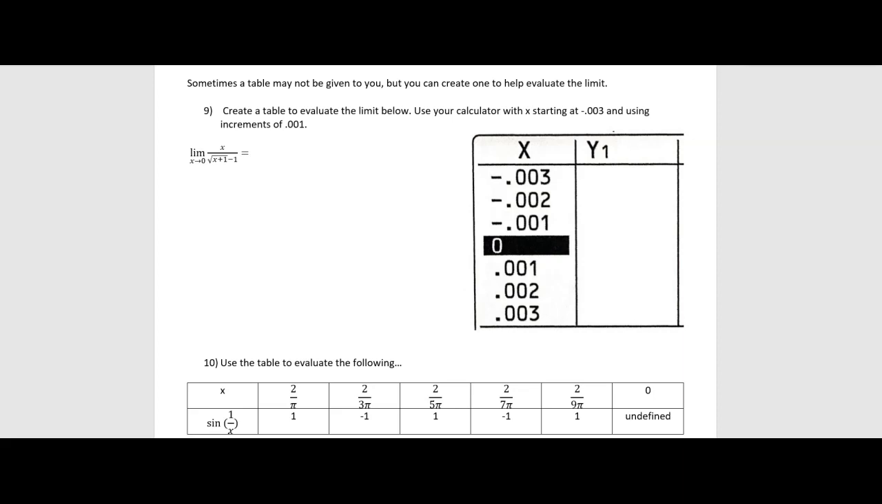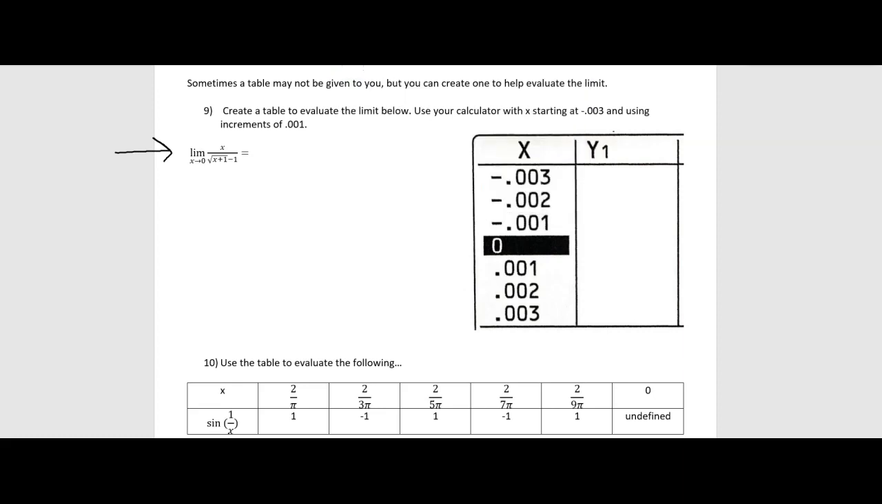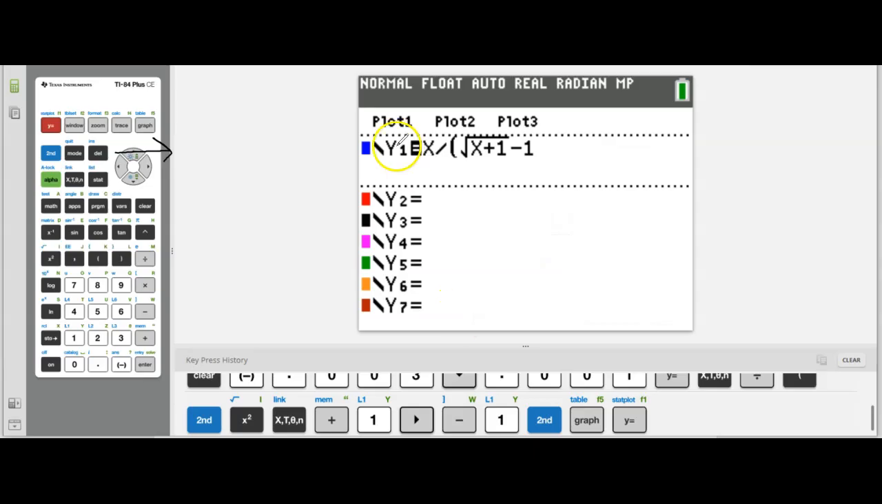So we're trying to evaluate this limit right here as x approaches 0, and actually gives us the function, right? It tells us that x is being divided by the quantity square root of x plus 1 minus 1. So let me pull up my software.